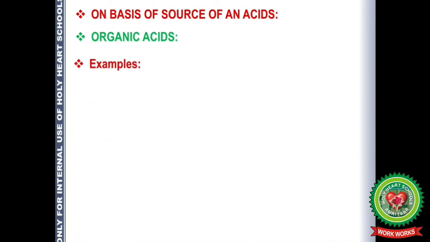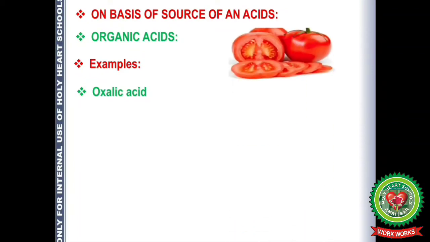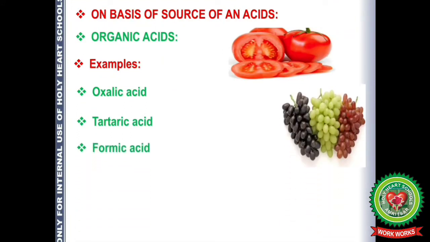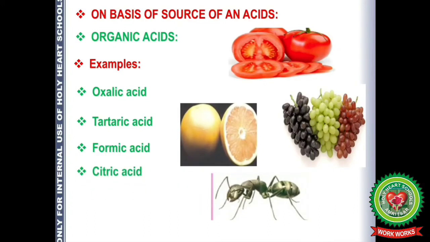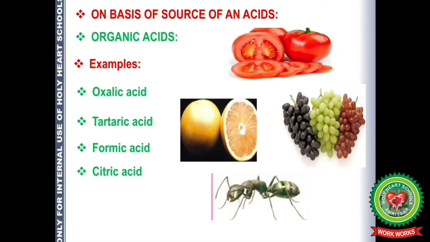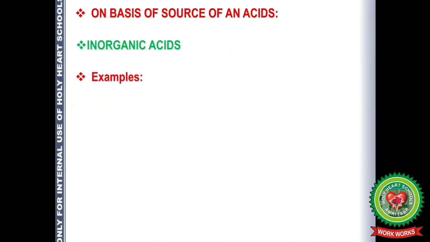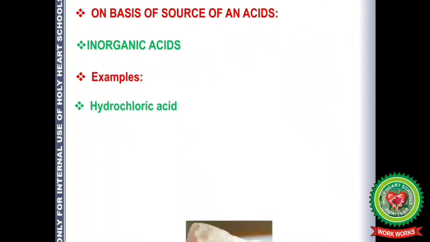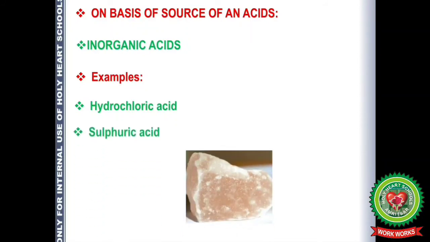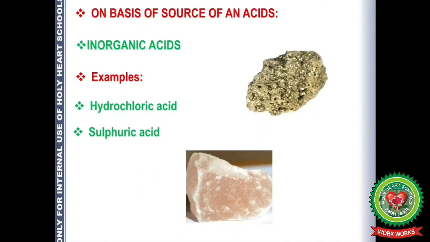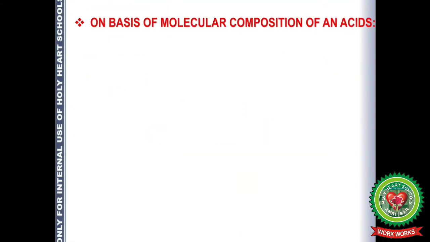Let's quickly have a look at the examples of organic acids. First one, let's take oxalic acid. Oxalic acid is present in tomatoes. Remember this because this is a board question as well, which acid is present in which food. Tartaric acid in grapes, formic acid in sting of bees, citric acid in citrus fruits like lemon, oranges, etc. Examples of inorganic acids: hydrochloric acid is obtained from rock salt, sulfuric acid is obtained from iron pyrites.